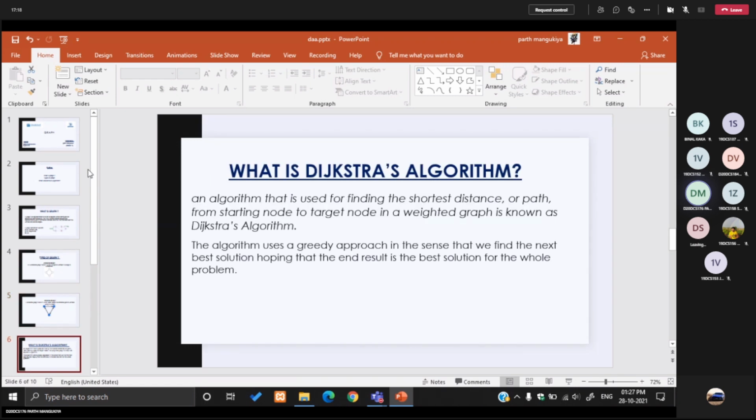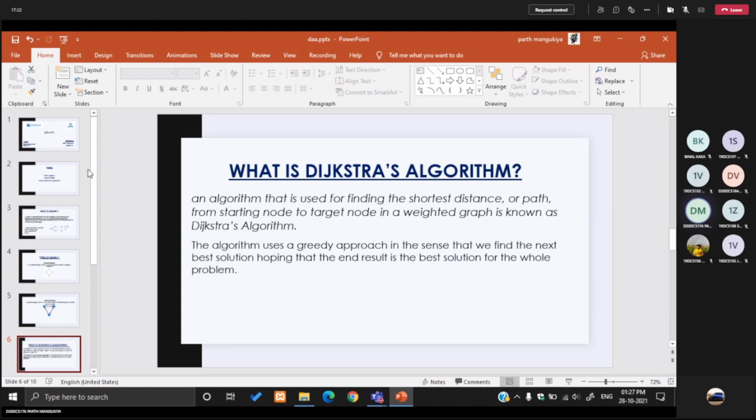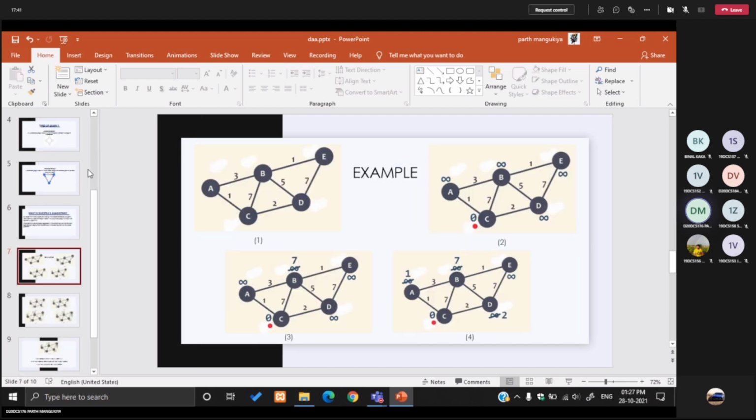The algorithm that we use for finding the shortest distance or path from the starting node to a targeted node in a weighted graph is known as Dijkstra's algorithm. Dijkstra's algorithm uses the greedy approach to find the best solution, and it is only used when all weights of the graph are positive. In the example, we calculate the shortest path from node C to all other nodes.